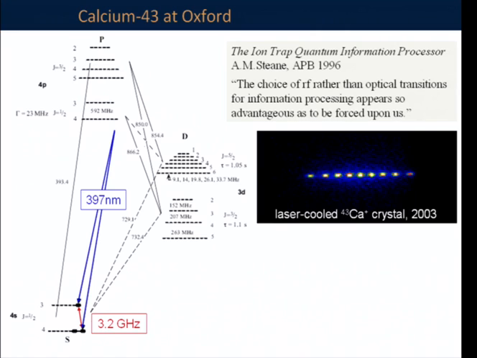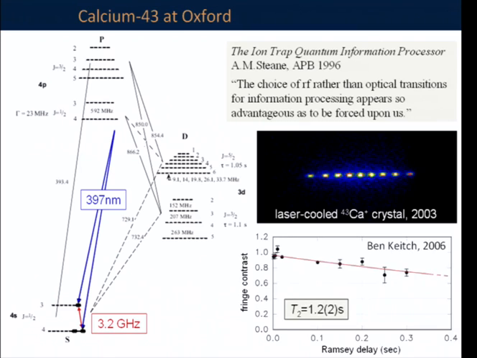We first actually worked with calcium-43 in the lab several years later than that. That was one of our first laser-cooled crystals of calcium-43. I think we were maybe the first people to laser-cool calcium-43. Not the first people to trap it, Gunther had already done that.